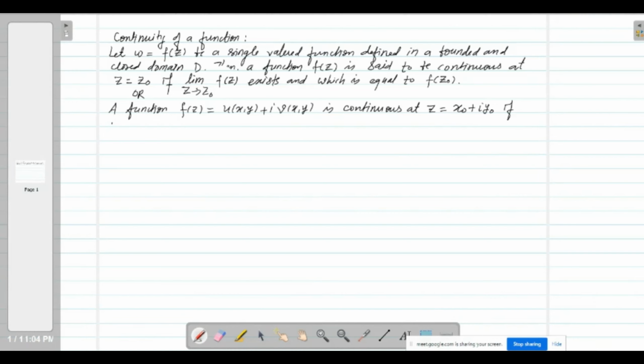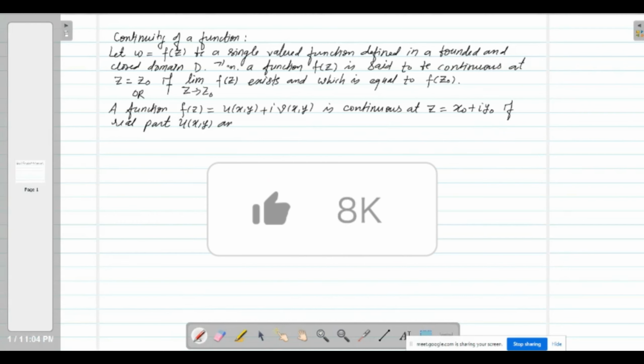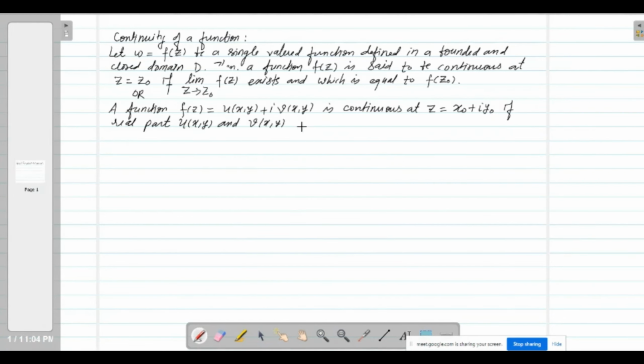of f of z, that is the real part u of x y, and v of x y are continuous separately at z equal to x naught plus i y naught. It means that if u of x comma y is a continuous function and v of x comma y is a continuous function, then we can say that f is continuous at that point.